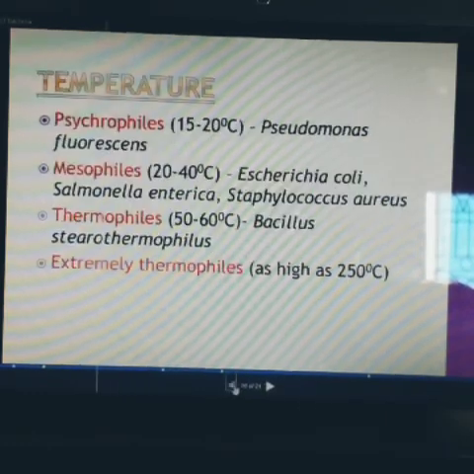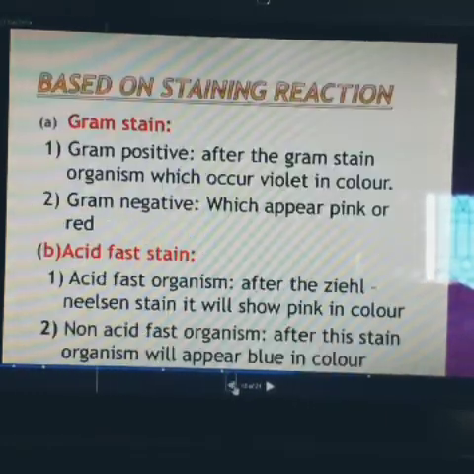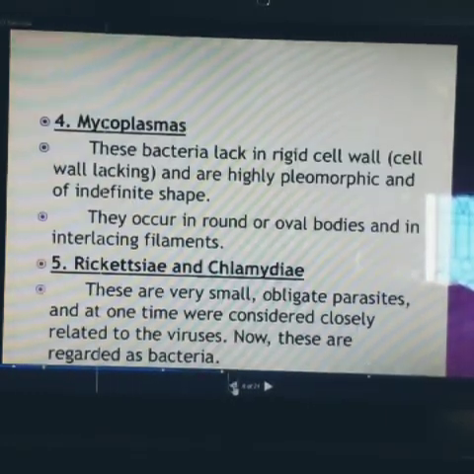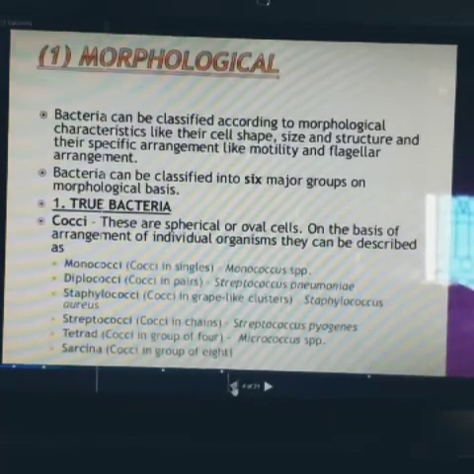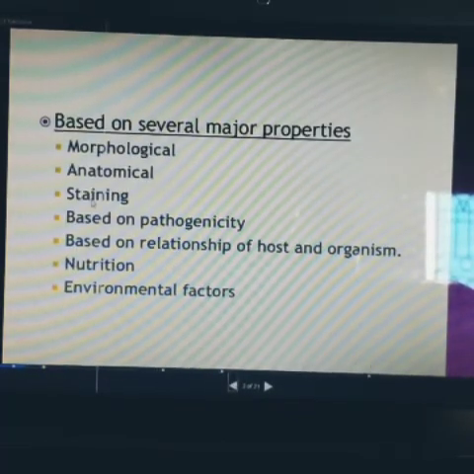Bacterial classification is based on six major types, as I already said: morphological structure, anatomical structure, staining, pathogenicity, relationship with the host organism, and nutrition and environment. Those are necessary for learning bacterial classification.